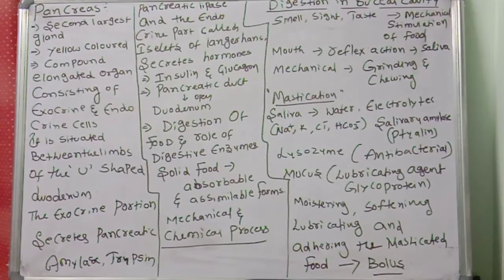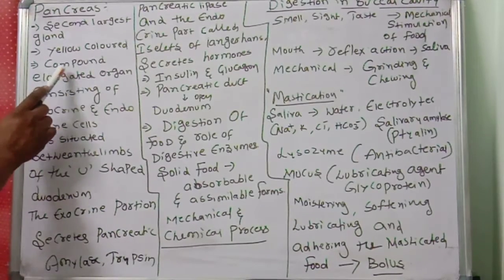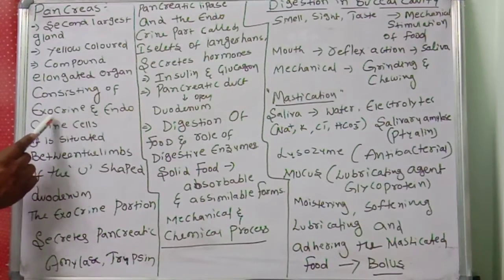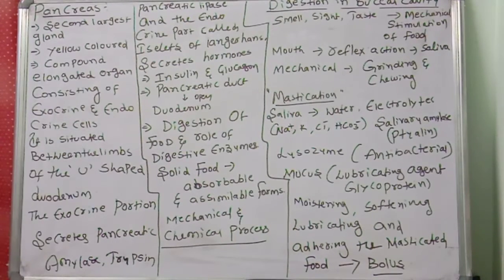The pancreas is the second largest gland and a yellow colored compound organ. Most importantly, it also secretes a juice called pancreatic juice. It is an elongated organ consisting of exocrine and endocrine cells. So both exocrine and endocrine are there.